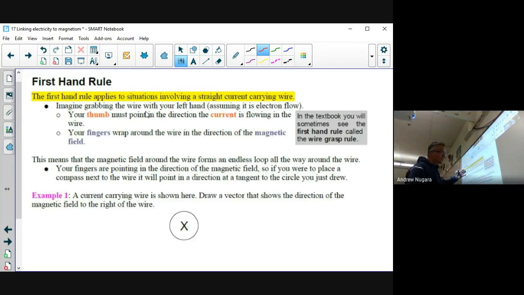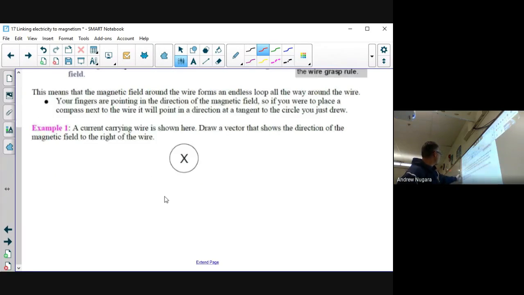Okay, and here are the rules for determining the direction of a magnetic field that is created when electrons go through a straight wire. So electrons are moving in a straight path. Your thumb points in the direction of the current flow, and your fingers wrap around the wire in the direction of the magnetic field. So in this first example here, pretty straightforward, you have the current carrying wire shown here.